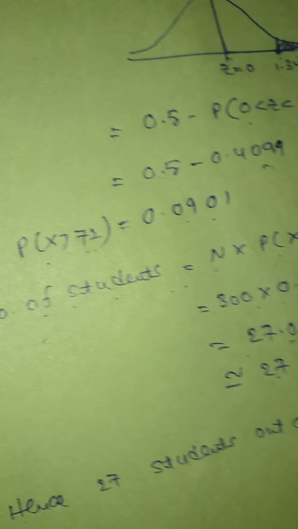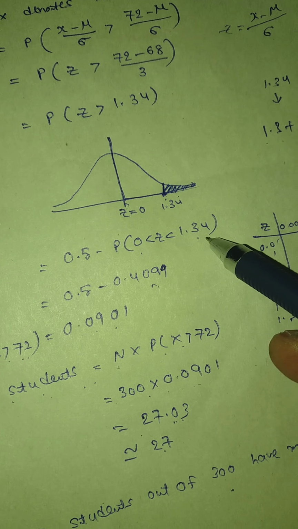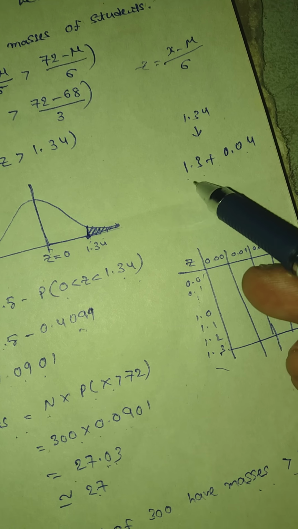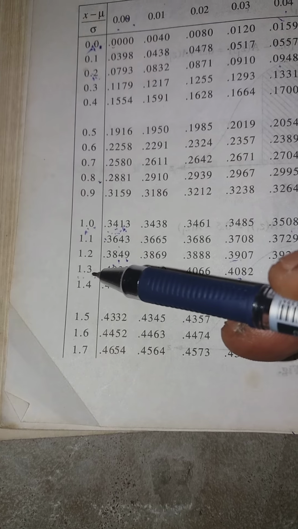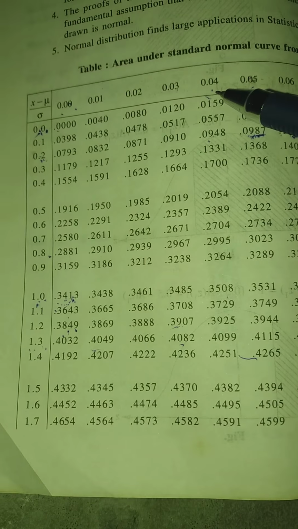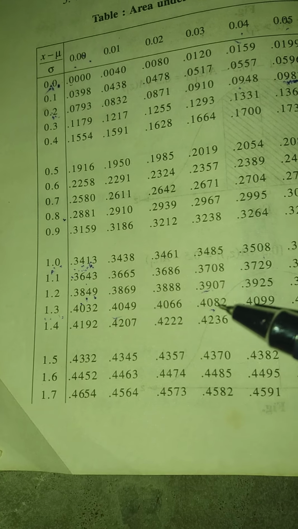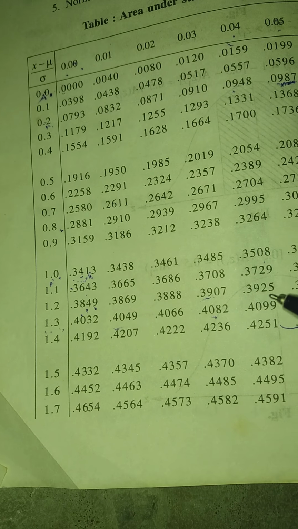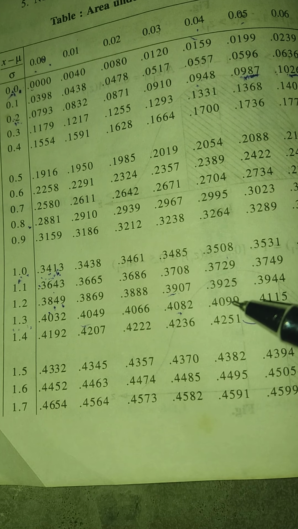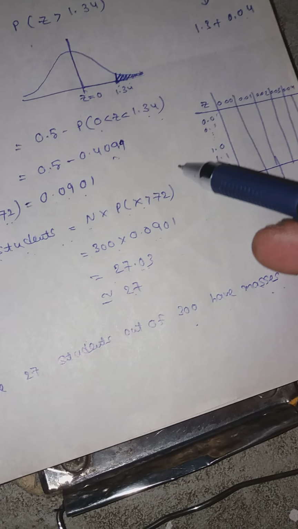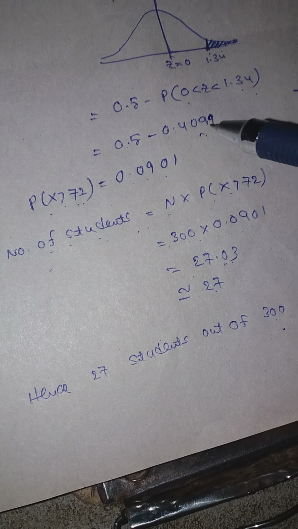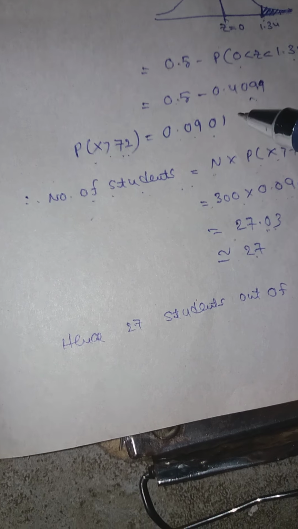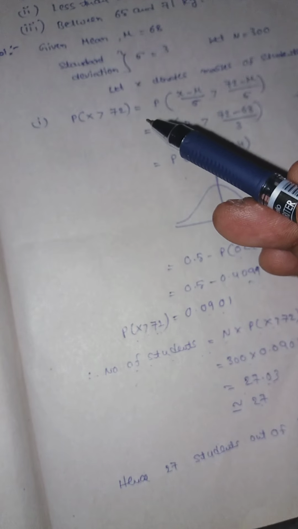Let us convert 1.34 as 1.3 plus 0.04. Going through the tables, where is 1.3? Here, 1.3. Where is 0.04? Here, 0.04. Therefore the related probability will be 0.4099, and I have written that probability here. 0.5 minus 0.4099 gives 0.0901. This is the probability related to x greater than 72.